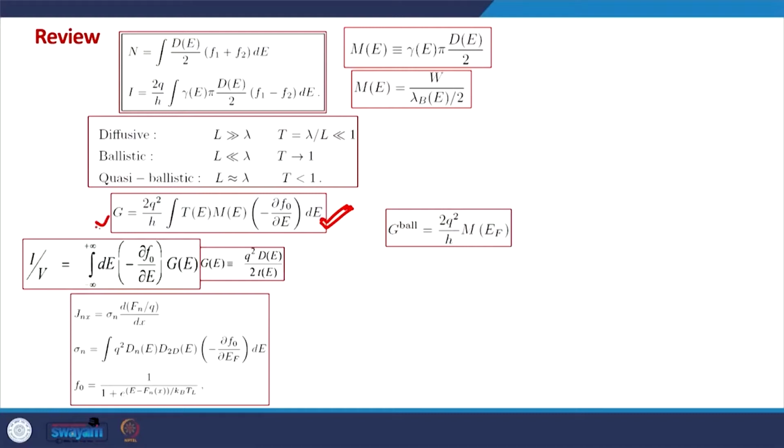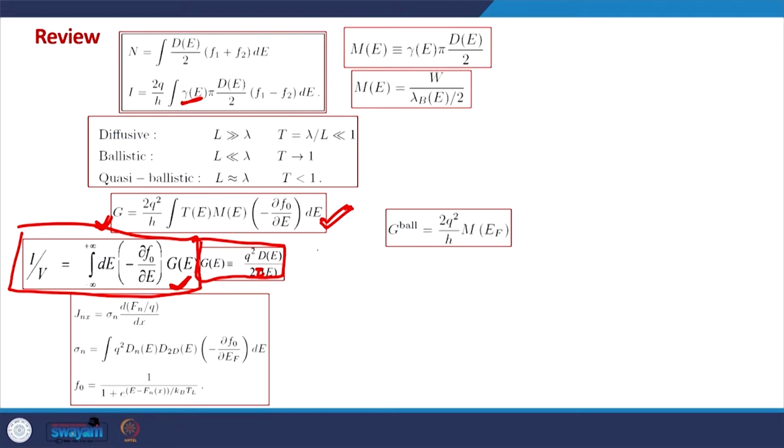This conductance can, in other words, be written as the average of the conductance function in the Fermi window using this expression, where the conductance function GE is given as q square times dE divided by 2 times tau E, where this tau E is essentially the transit time that we have been discussing, which is also related to the energy broadening in the channel.